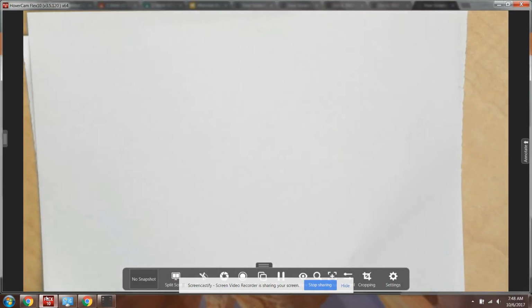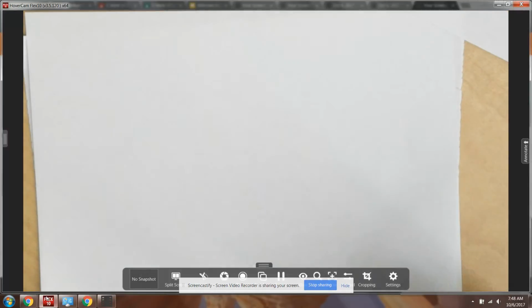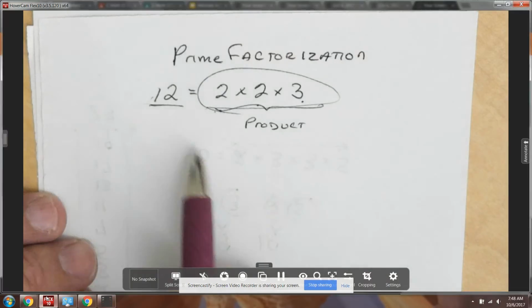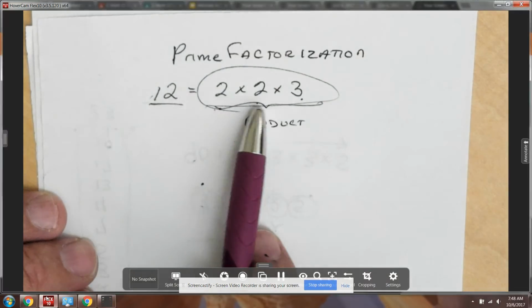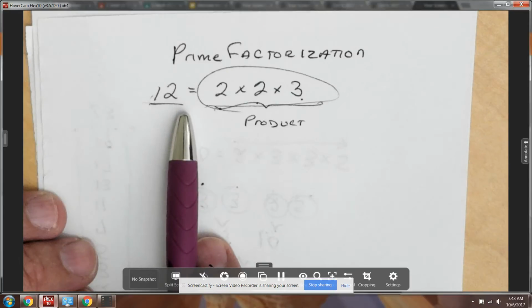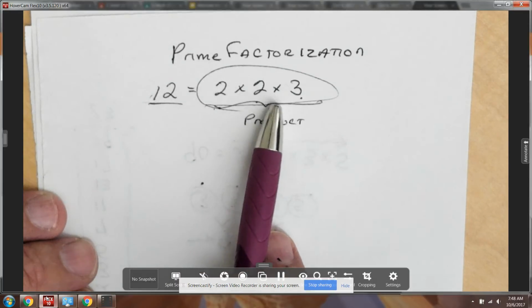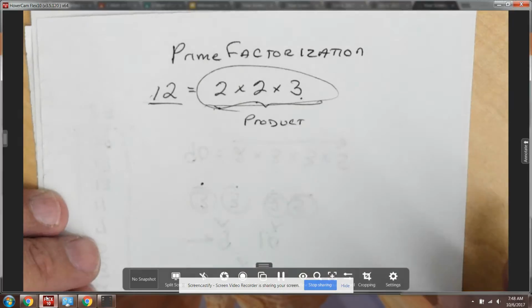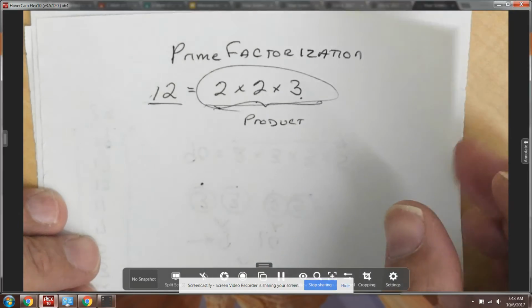Okay, real quick, now we're going to do a quick review of prime factorization. What prime factorization states is that any composite number can be written as the product of prime numbers. So for instance, 12, being a composite number, can be written as 2 times 2 times 3, the product of primes. And you can do that with any composite number.